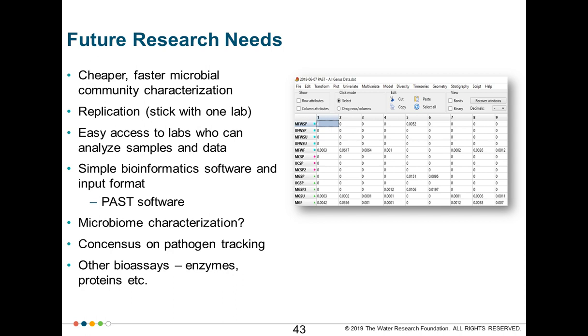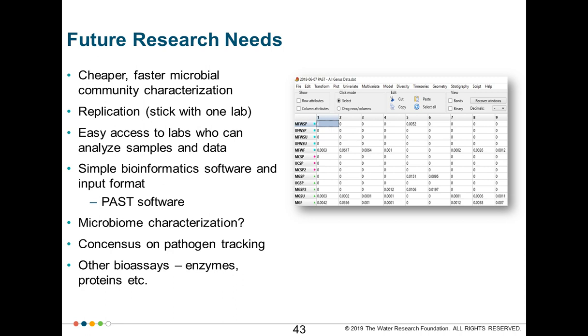There are several difficulties with running these types of analysis. First of all, they're pretty expensive. They can range from $300 to $600 per sample. The bioinformatics software is not very user-friendly or intuitive, so it takes some time to analyze the results. And ultimately, it is not a tool that's great for pathogen tracking. You can't use it for that.